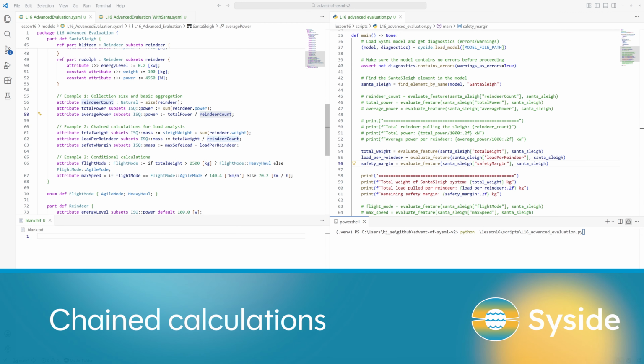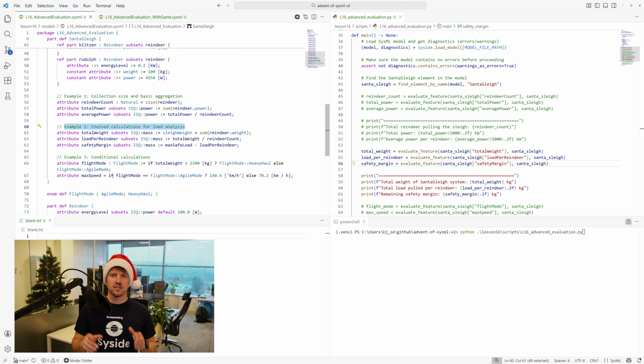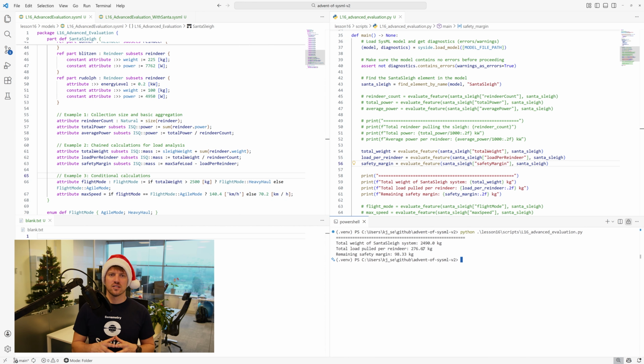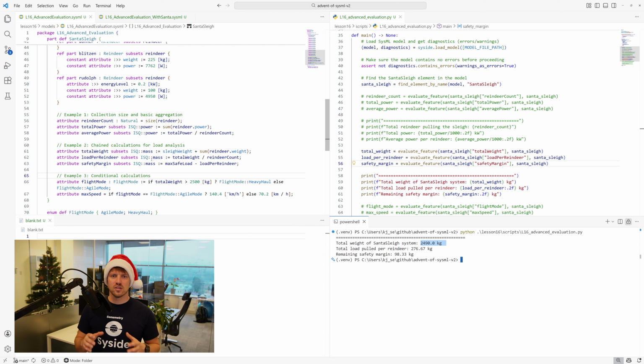Now let's build complex metrics using chained calculations. This second example has a three-level dependency chain for reindeer load analysis. At level 1, the total weight attribute combines the sleigh weight of 850 kilograms with the sum of all reindeer weights. Each reindeer has a different weight, so adding them together results in 1640 kilograms, and the total weight is 2490 kilograms. At level 2, load per reindeer depends on both total weight and reindeer count values. This tells us how much weight each reindeer pulls. This is currently equal to approximately 277 kilograms.